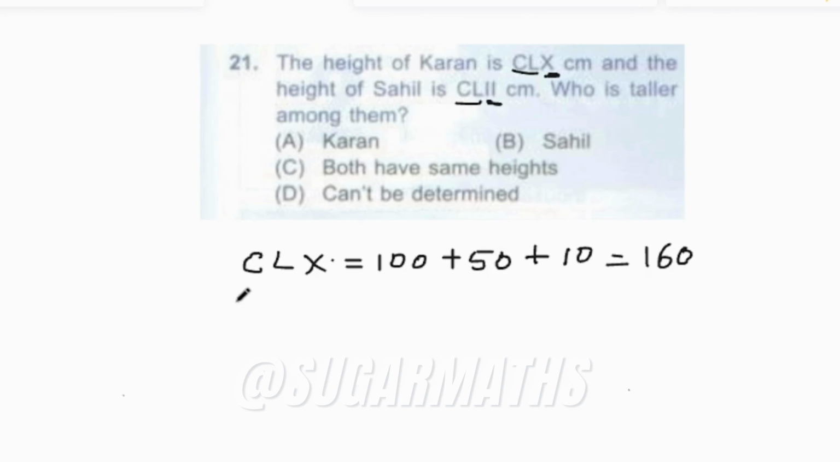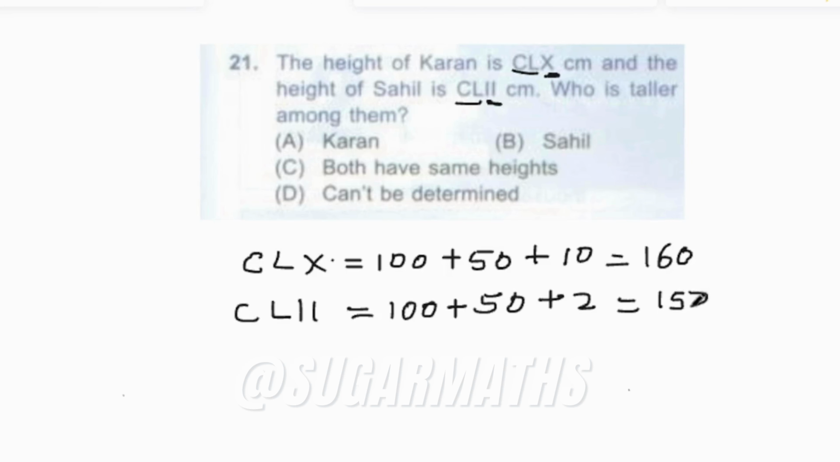Now, let's write down Sahil's height, which is CLII, and this is equal to 100. As we know, C is 100 plus 50 plus 2, which is 152. Here we know that Karan is taller than Sahil. So the height of Karan is taller. So option A is correct.